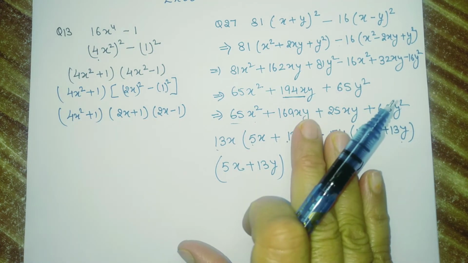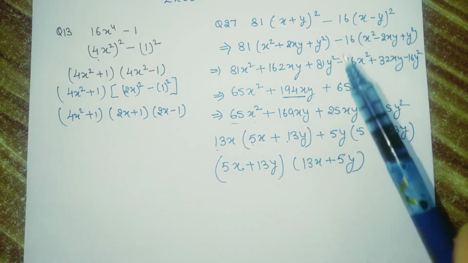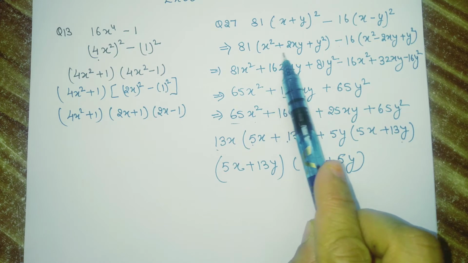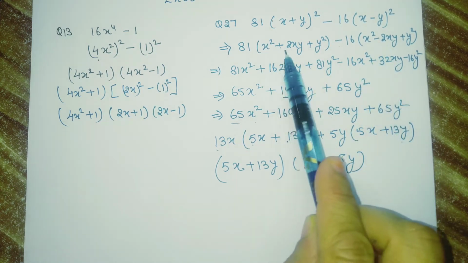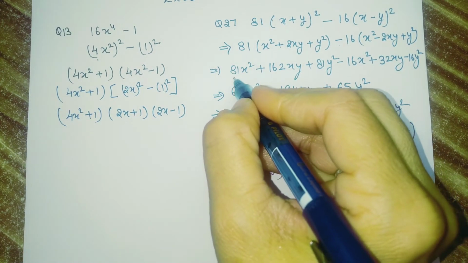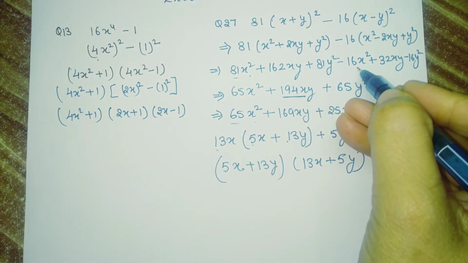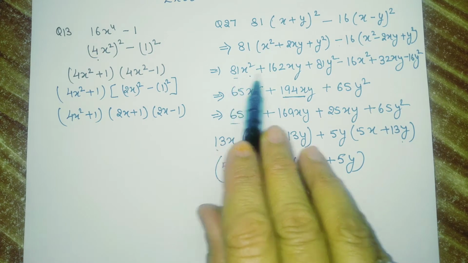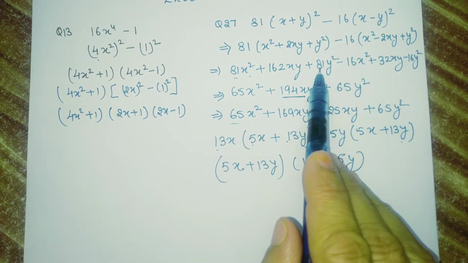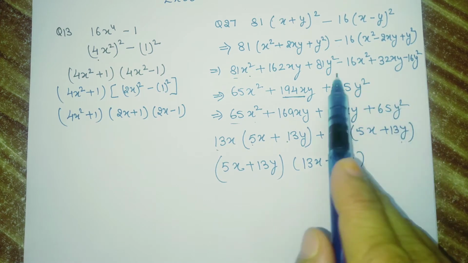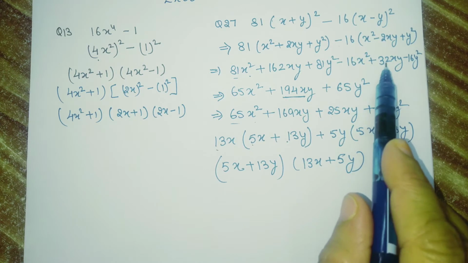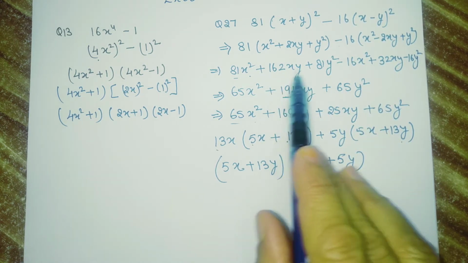This question is a little bit different from the other questions. What is the difference? Here they have given two identities. So first of all we have to expand these identities, then multiply with 81 and 16 respectively, and then write together. 81 x square and 16 x square are the same term, so we subtract. Same here, 81 y square and 16 y square are also like terms, so we subtract. And 2xy and 2xy are the same, with positive signs, so these two add.